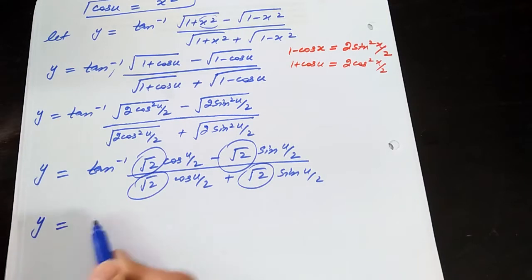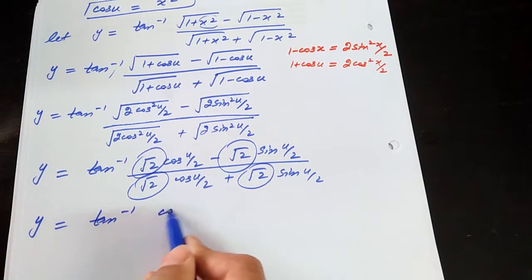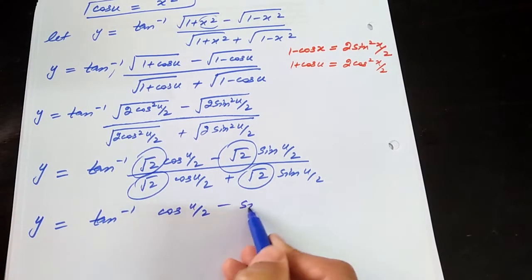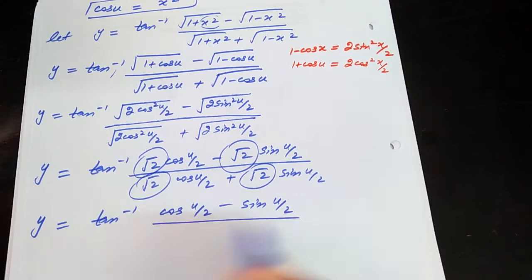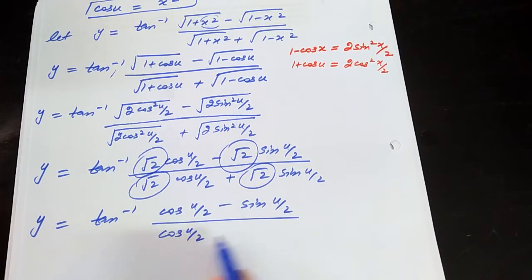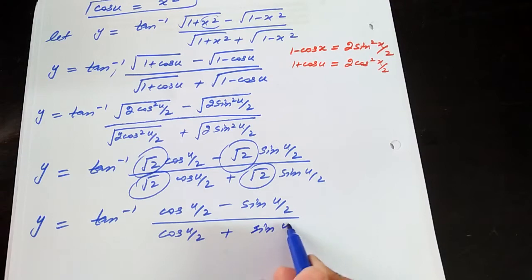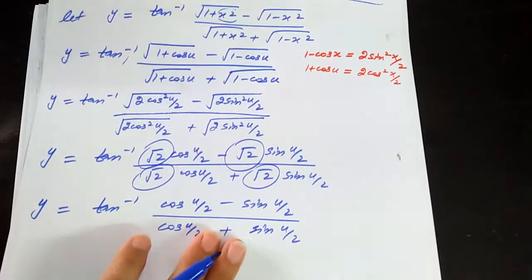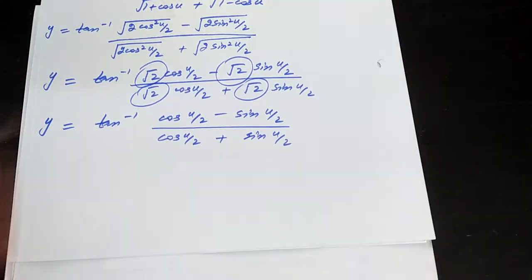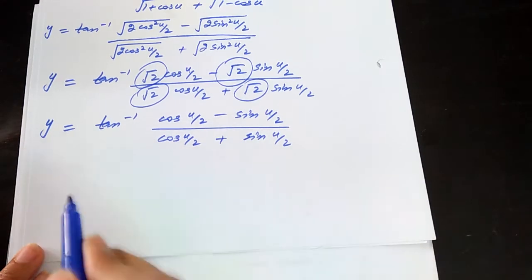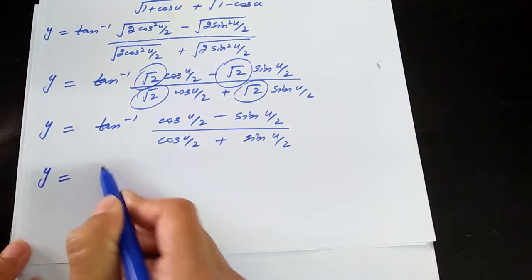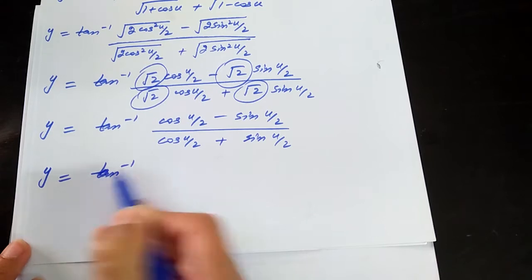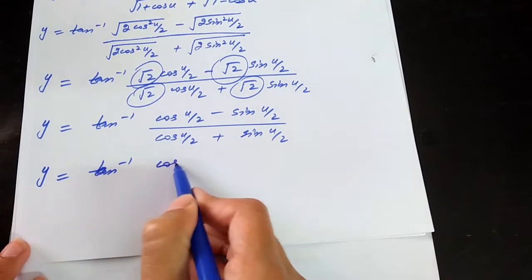We will be left with y is equal to tangent inverse of cos of u by 2 minus sine of u by 2 divided by cos of u by 2 plus sine of u by 2. Now we can just divide the numerator and the denominator by cos of u by 2, or the other method is to take cos of u by 2 as common.